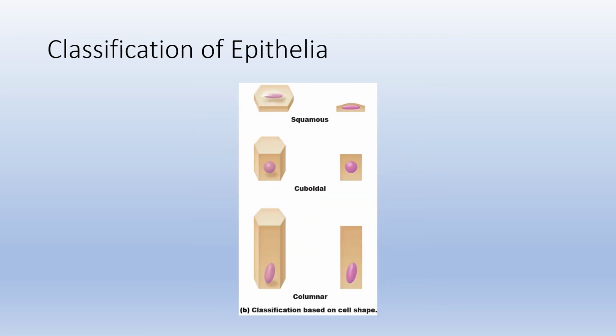This diagram shows you the second name of epithelia, again, where we name an epithelium based on the shape of the cell making up that tissue. We have squamous cells, which are flat and scale-like, cuboidal cells, which are cube or box shaped, and lastly, we have columnar cells, which are taller than they are wide, like a skyscraper or a high-rise building.